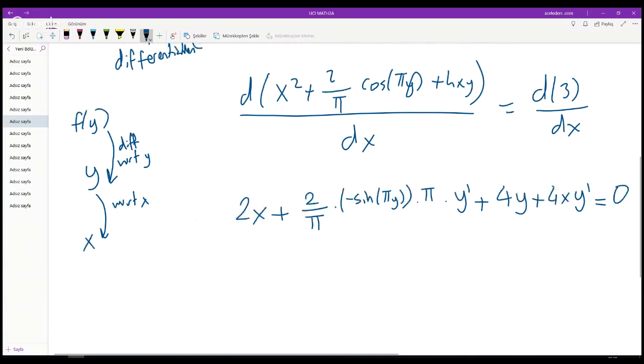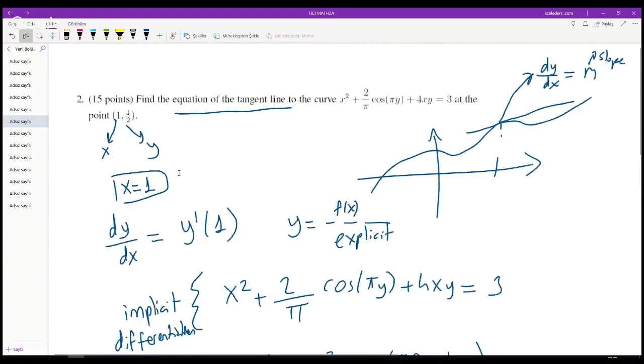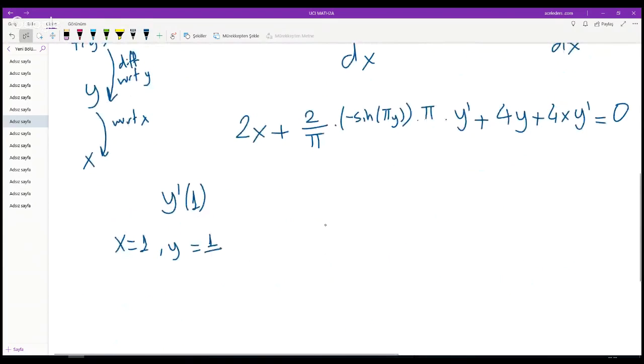Okay, so now please be aware that I don't need to find the derivative of y with respect to x as a function. I just need this derivative when x is 1 and y is, what was y? 1 over 2. So please use that if you have a question like that. If you are asked to find the derivative of y with respect to x in a functional form, okay, do that. But if you just need the derivative at a certain point, then use that.